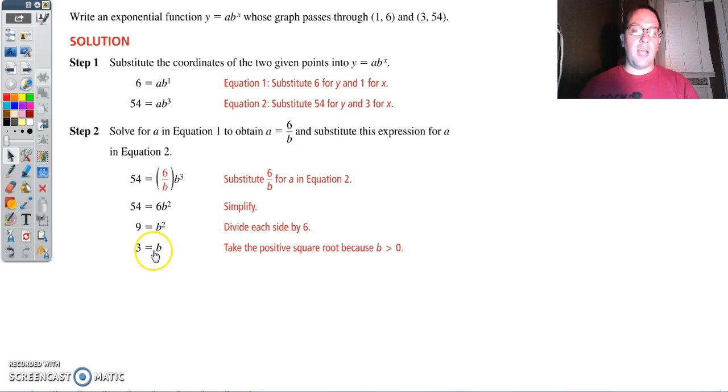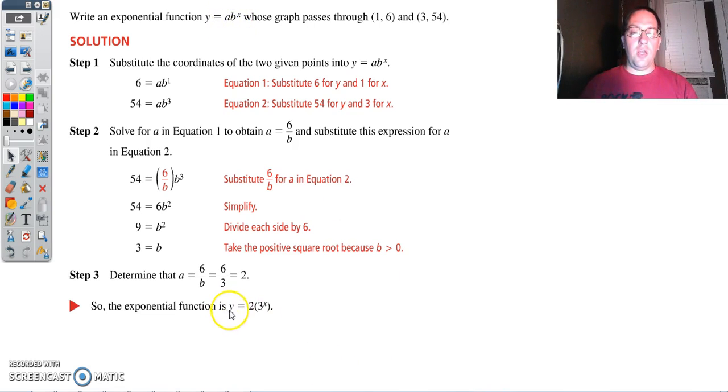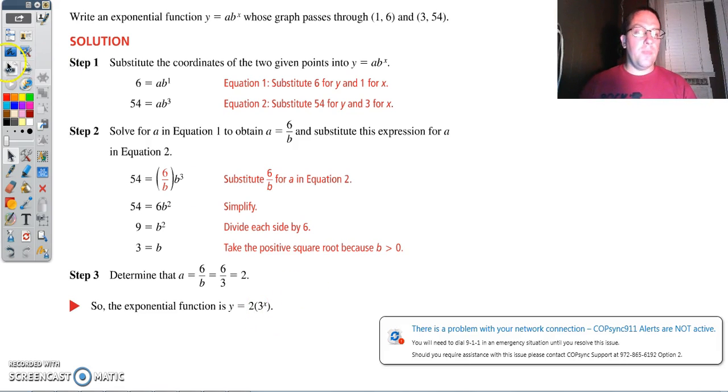Now that we know exactly what b is, we can find out a. We can take this 3 and plug it into b right here. So a equals 6 over b. A is 6 divided by 3, which is 2. So a is 2. B is 3. We take those and plug them back into our general form right there. And y equals 2 times 3 to the x. So it's not too bad.